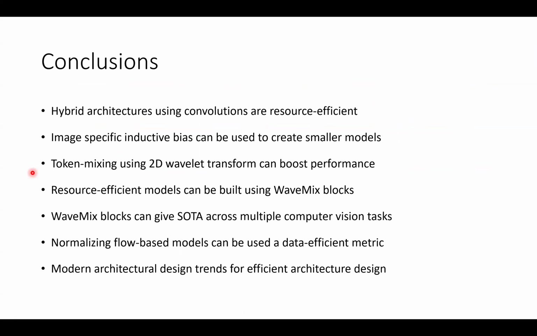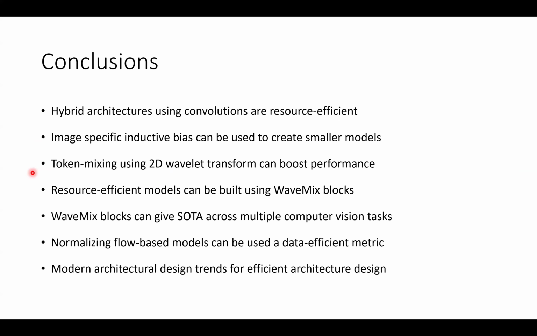So finally, concluding my presentation: hybrid architectures using convolutions are highly resource efficient, and we can use linear approximations for attention to improve the performance. Image-specific inductive bias can be used to create very resource-efficient models, very parameter-efficient, much smaller, and which consume less GPU. Token mixing using 2D wavelet transform can boost the performance, and it can create very resource-efficient models for multiple computer vision tasks like classification, segmentation, in-painting, and super resolution.